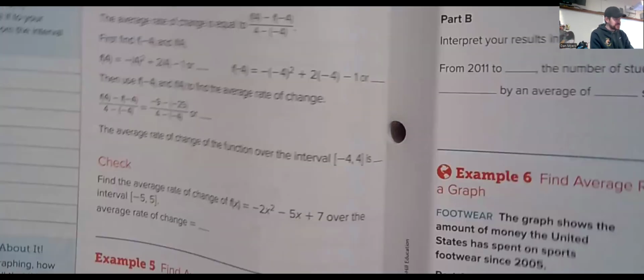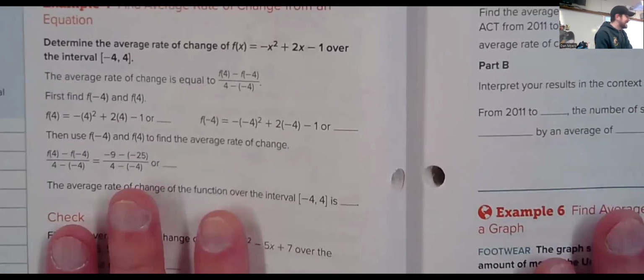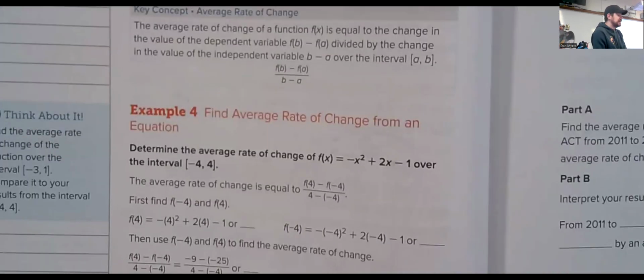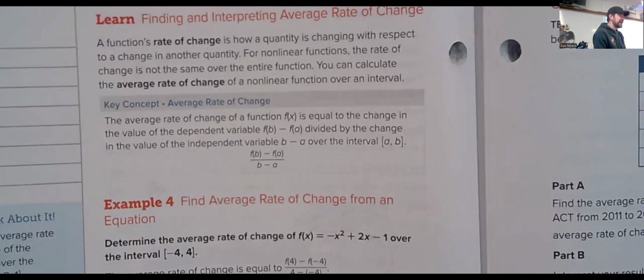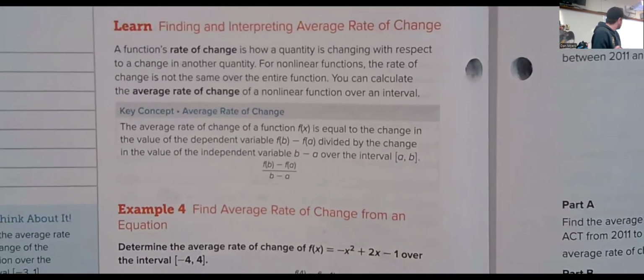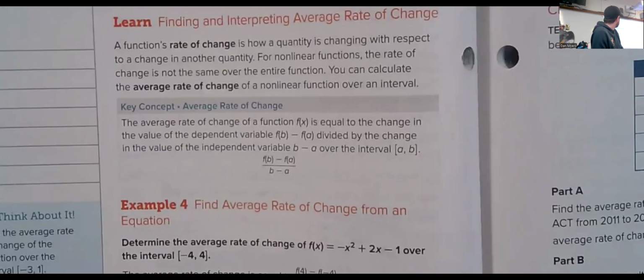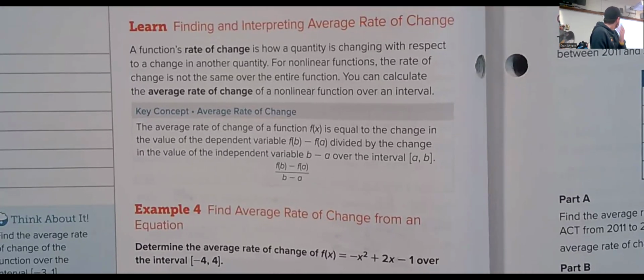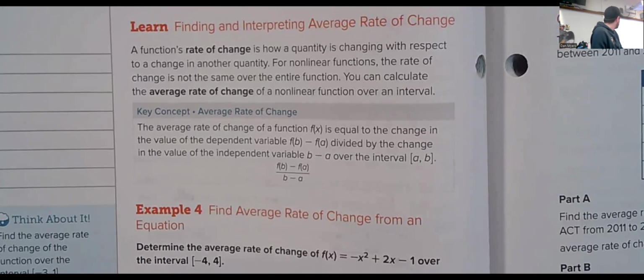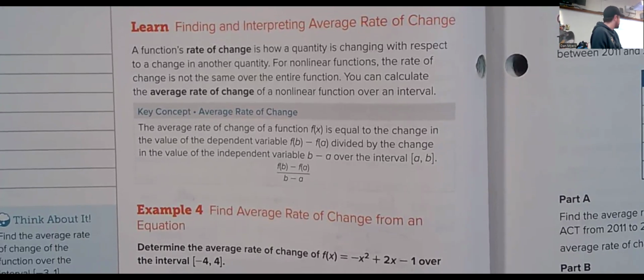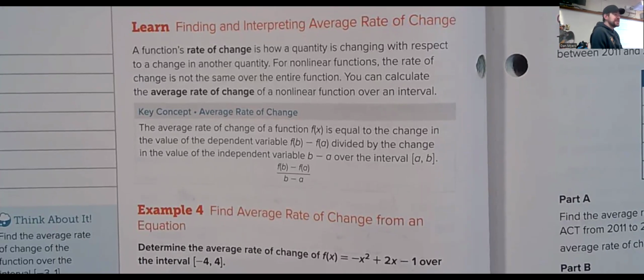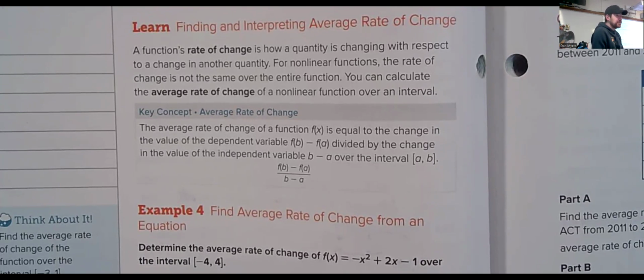These pages are pretty big in terms of what's going on here, but the idea is actually, I think, not super challenging because you're going to see something real familiar as we do this next part. So we're going to find and interpret the average rate of change. A function's rate of change is how a quantity is changing with respect to a change in another quantity. What's happening to x as y changes, or what's happening to y as x changes? In terms of a linear function, rate of change would be slope if it was linear. These are not linear though.